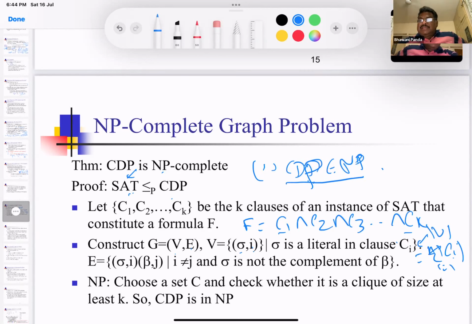So the edge set E is basically: from these two ordered pairs, they are adjacent if they do not belong to the same clause, that means i not equal to j, and the literal sigma is not the complement of beta. Is this clear?